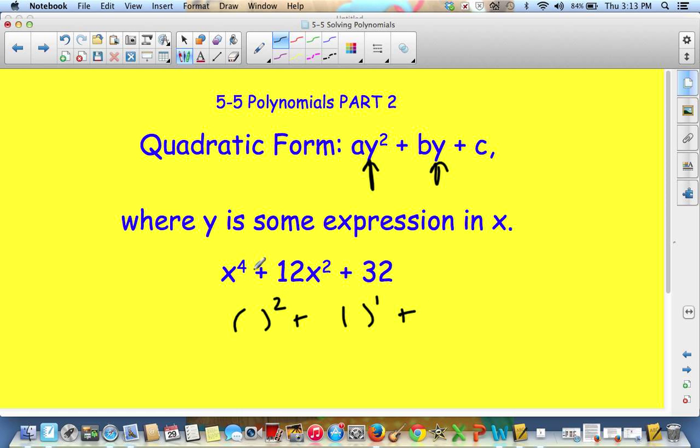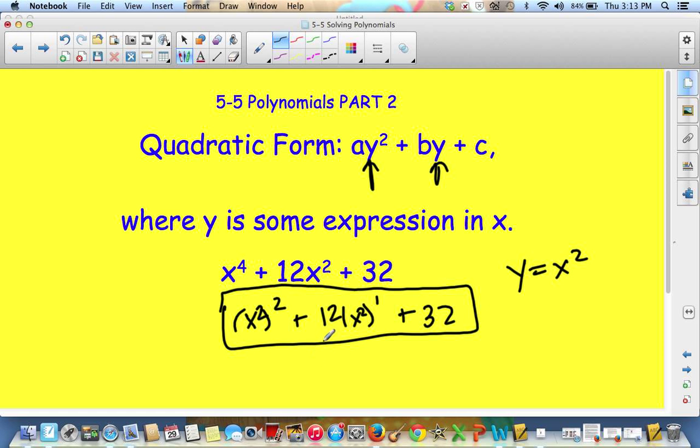Well, how do I get x to the fourth? I can have x squared, so x squared squared. So y would equal x squared. Does that work out? Well, x squared squared is x to the fourth. If I put a 12 on the outside here, that's 12x squared, and then plus 32. So that works out. Well, I guess this would just be the quadratic form. That's all this problem is asking for. I'm getting ahead of myself here. So that's the quadratic form: writing in this form with something squared, something to the first power, and then your c.